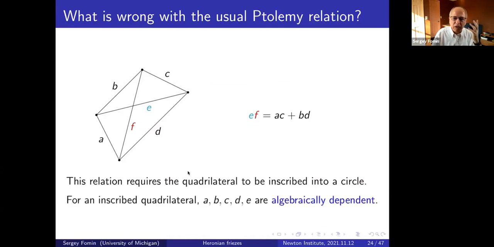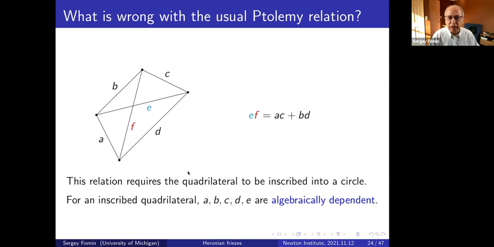Well, for the inscribed quadrilateral, A, B, C, D, E are not algebraically independent anymore because this triangle BCE and this triangle ADE should have the same circumcircle, the circle going around this triangle and the circle going around this triangle should be the same. So this gives you an equation. And we don't want that. We want A, B, C, D, E to be algebraically independent, and then we will transition to F. Okay, so this doesn't work.